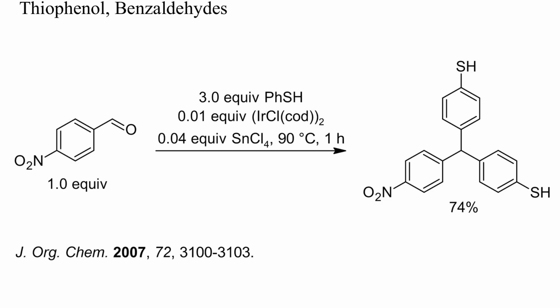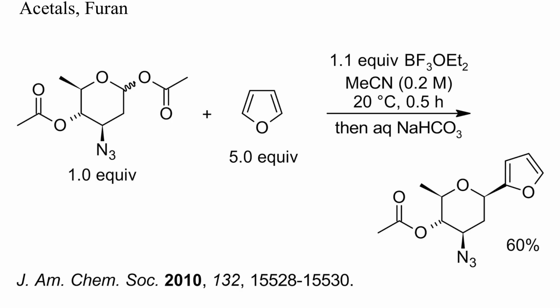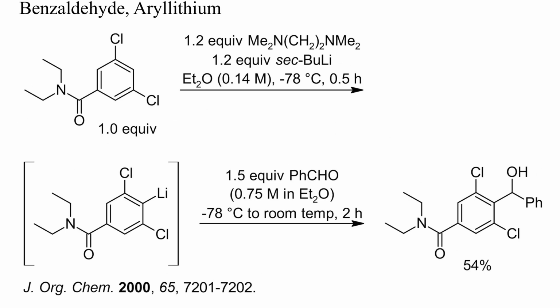Similarly, thiophenol can be alkylated at carbon, for instance with benzaldehydes and catalytic Lewis acids. Aldehyde acetals, like protected carbohydrates, can alkylate electron-rich heteroarenes. Here, with a large excess of furan and a slight excess of boron trifluoride etherate, a multifunctional carbohydrate derivative was prepared. I'll show you now some examples of the reaction of metalated arenes with aldehydes and ketones.